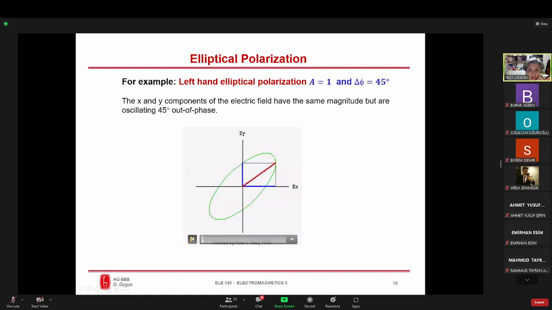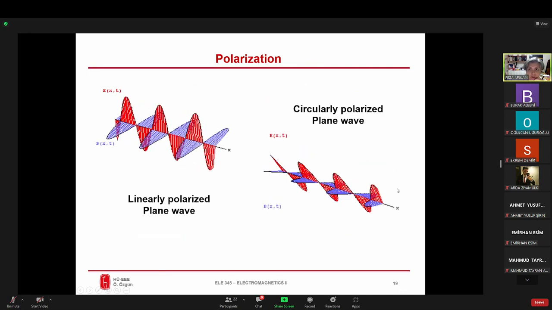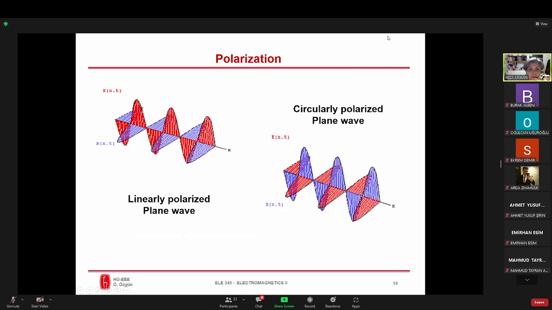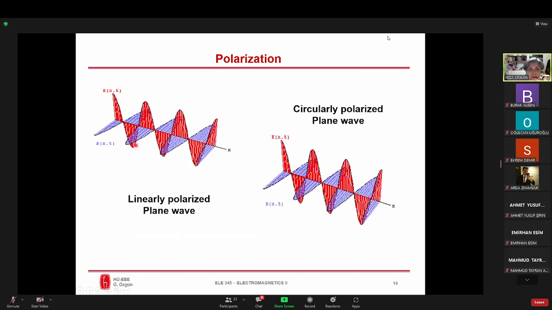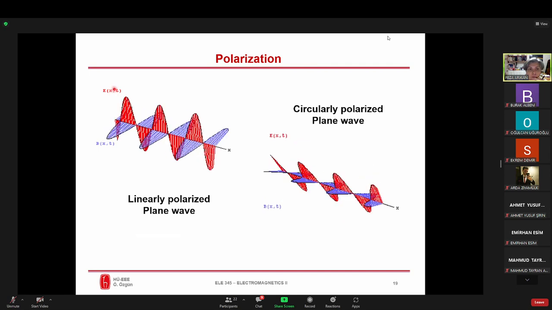Okay, so this is a left-handed elliptical polarization. These are examples. As you see, we trace out an ellipse. Okay, so this is a difference. The animation shows you the circularly polarized plane wave versus linearly polarized plane wave, with the E and H components.